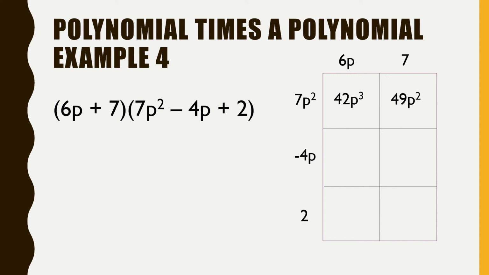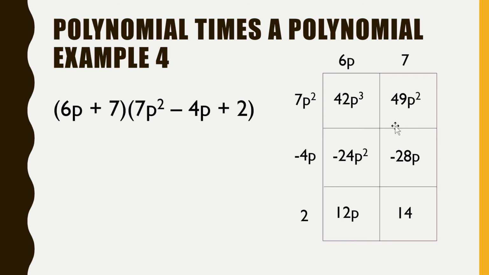And for the middle two boxes, we're going to distribute the negative 4p, so negative 4 times 6 is negative 24, and p times p is p squared. Negative 4 times 7 is negative 28, with just a p right there. And so we have negative 28p. And then lastly, we're going to distribute the 2 to both of the terms at the top. So 2 times 6 gives us, that should be a positive 12 right there. Let's go ahead and fix that, positive 12p. And then 2 times 7 gives us 14. So that's going to be these two terms right here.